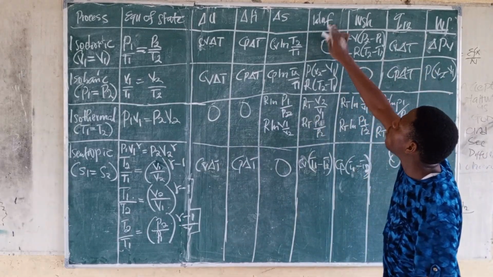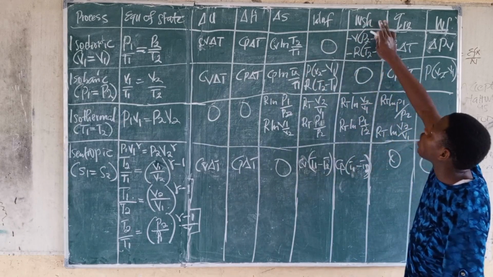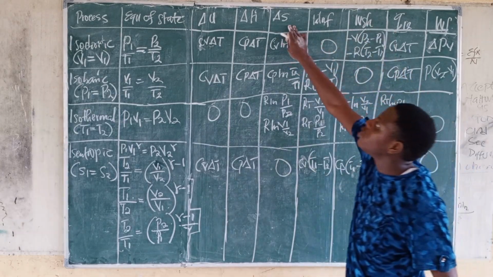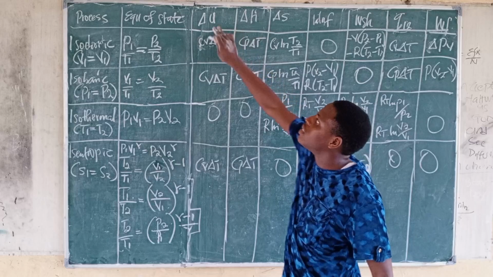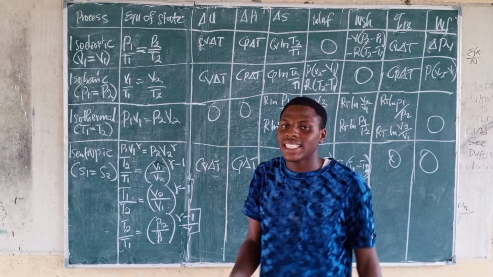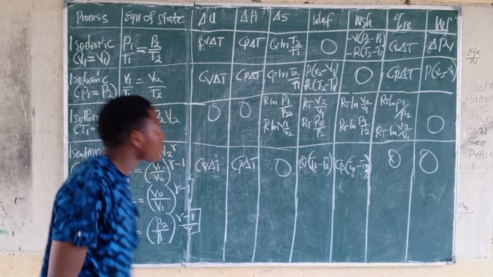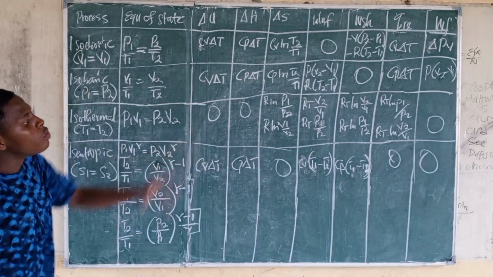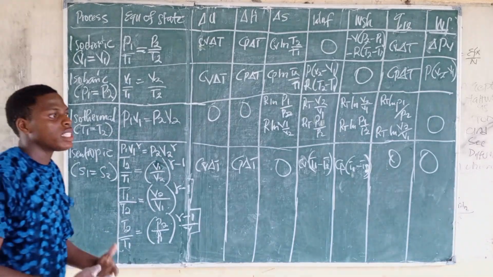Now, we have the non-flow work. I've given you formulas you use to calculate your shaft work. This is for entropy, this is for enthalpy, while this is for change in U, which is change in internal energy. Now, you can use this table to calculate for any of the processes given.